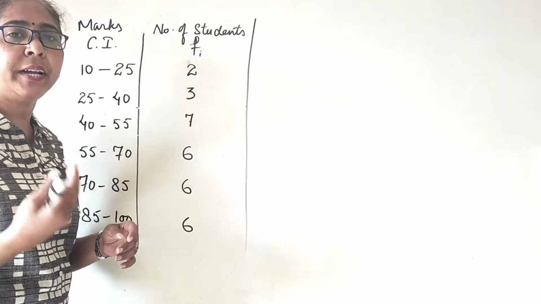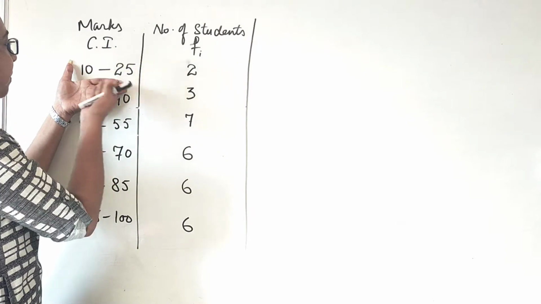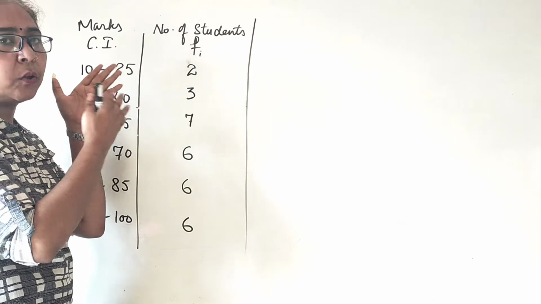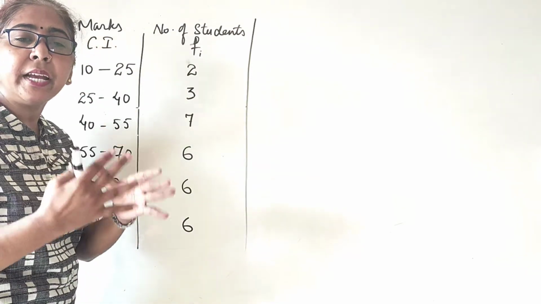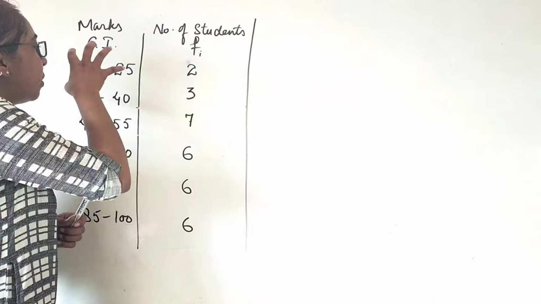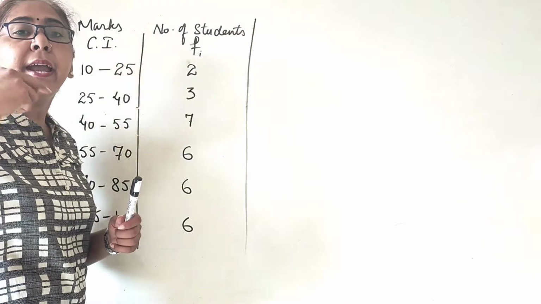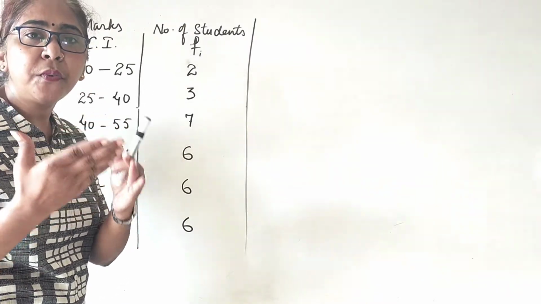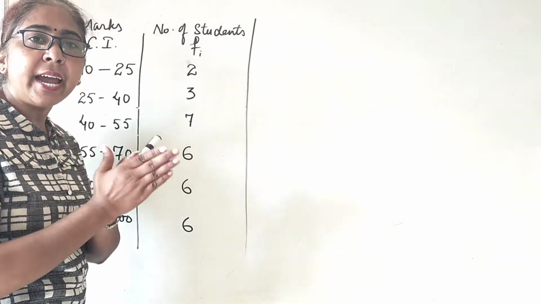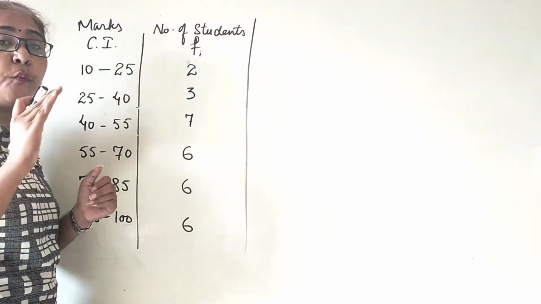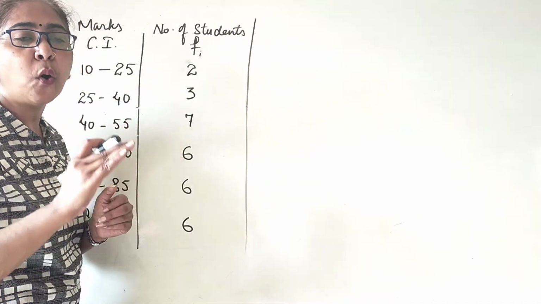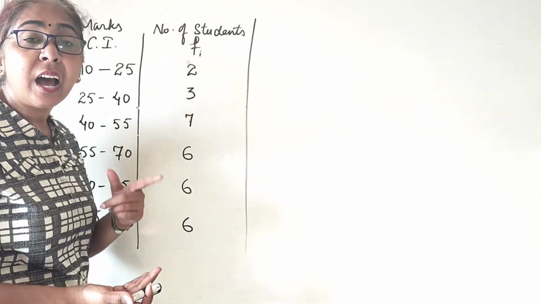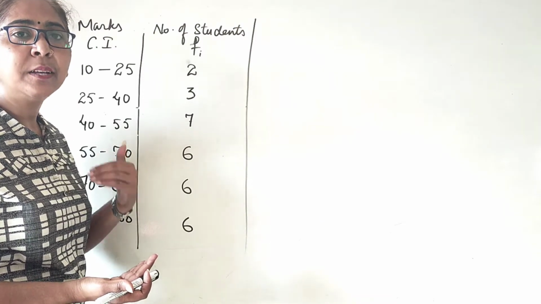Because we have to find out the mean, we'll have to take a representative from each class interval, first interval or second interval or whatever the rest of the intervals. We have to take a single representative who will represent the class interval, and the representative will come from its midpoint. That means we first have to find the mid value of the class interval, and we also call it the class mark.